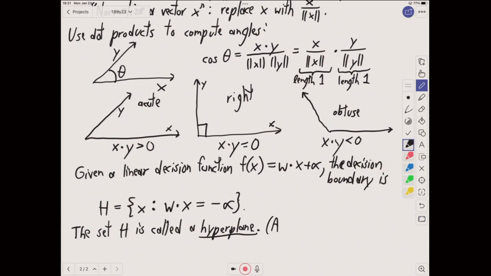So again, if you're working in a two-dimensional feature space, hyperplane is just another word for a line. If you're working in a three-dimensional feature space, a hyperplane is just a plane. But if you're working in a 1,000-dimensional feature space, then your hyperplane is going to be 999-dimensional. So a hyperplane is just what you get when you generalize the idea of a plane to higher dimensions.